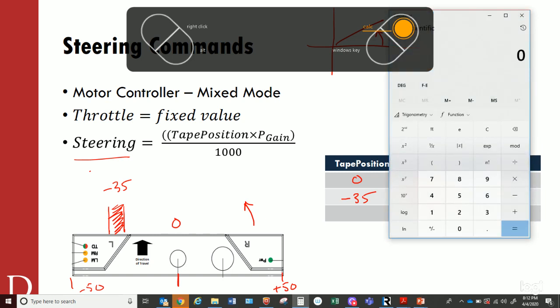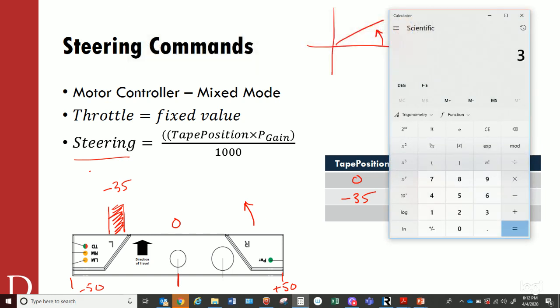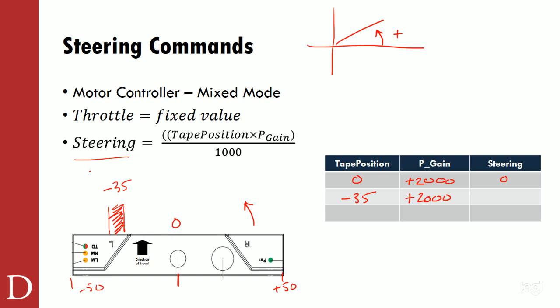So let's hit here, and we've got 35 negative. Let's pull that up here, 35, and we need the negative, not minus. Where's my negative sign on here? Oh, here's 35 negative. We're going to multiply that by 2000 positive. So that's going to give me 70,000 negative. And one of the things you'll notice about that is, in the equation I've created here, my tape position, negative 35 times 2,000, gave me negative 70,000. I divide that by 1,000, and I get negative 70.